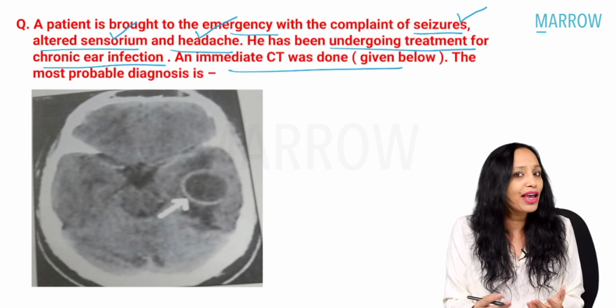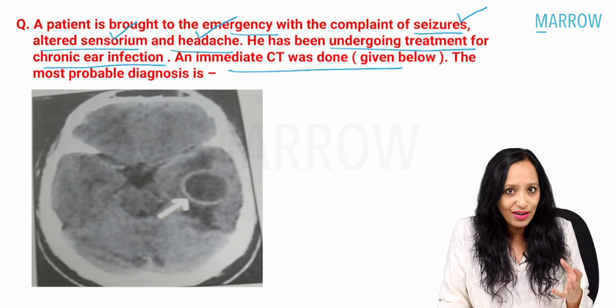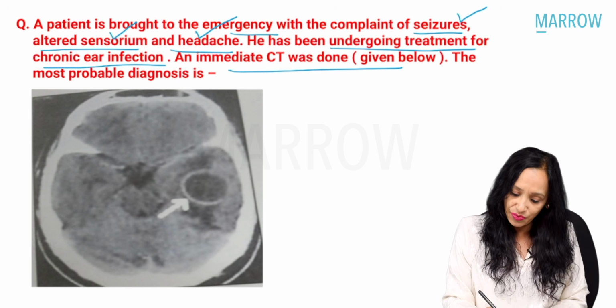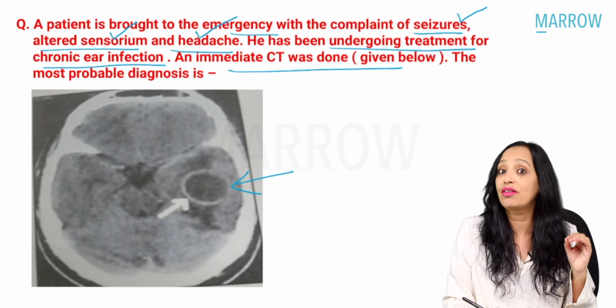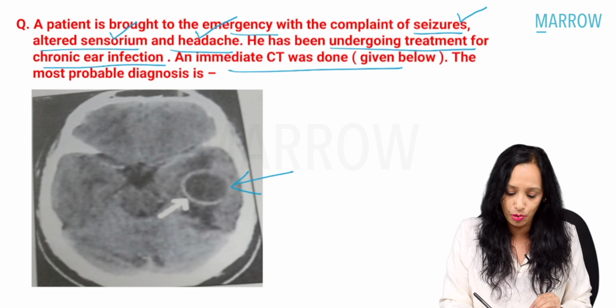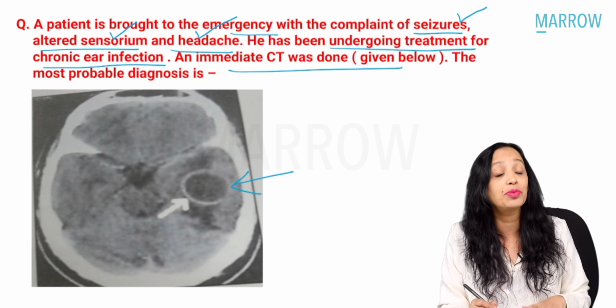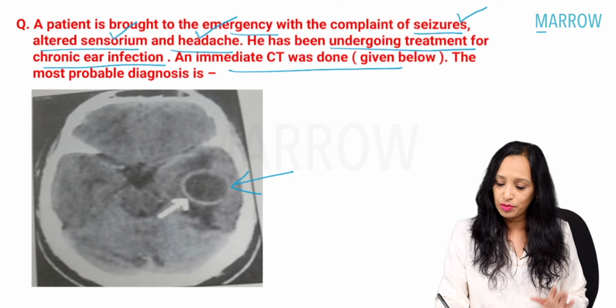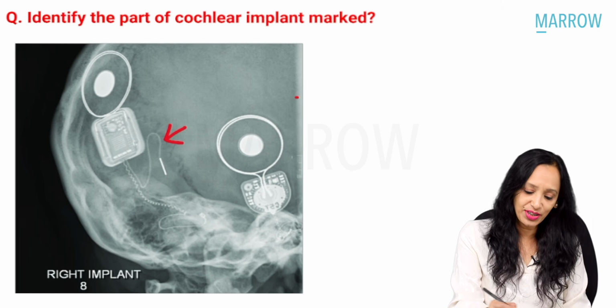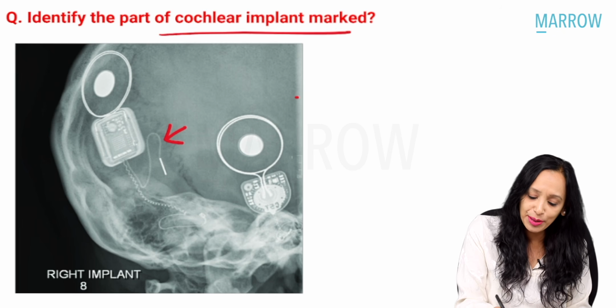And what is the CT? Again, we do not need the image here. But if the image is given, what are we seeing here? Yes, we are seeing the ring sign or the ring enhancing lesion in the temporal lobe area. So yes, this is the temporal lobe abscess, and this has been a repeated question. That was so simple. So the next question, identify the part of cochlear implant marked.